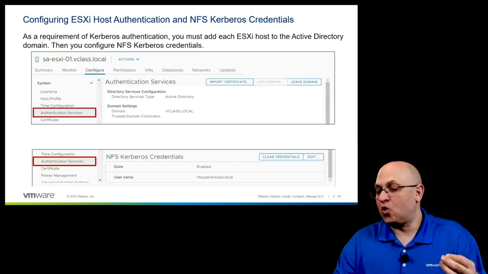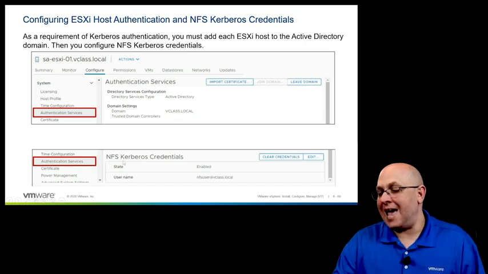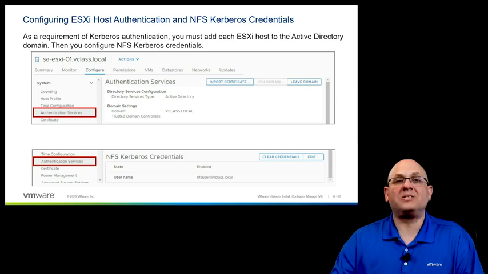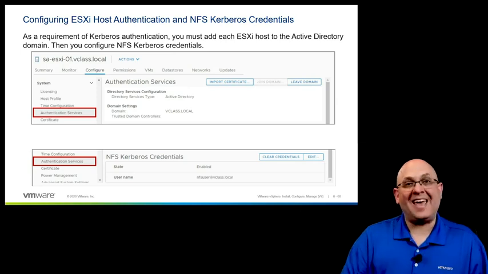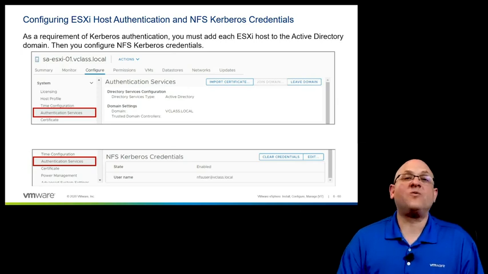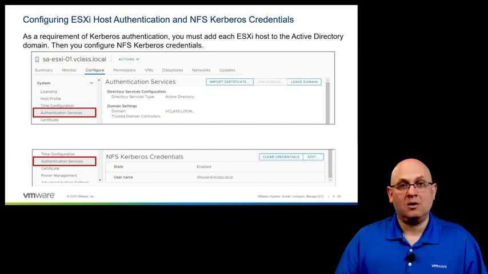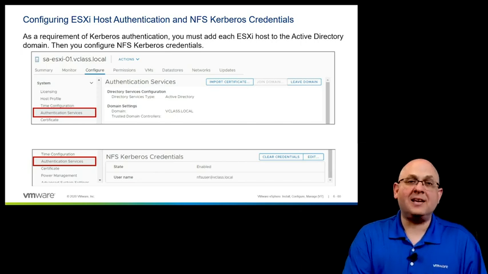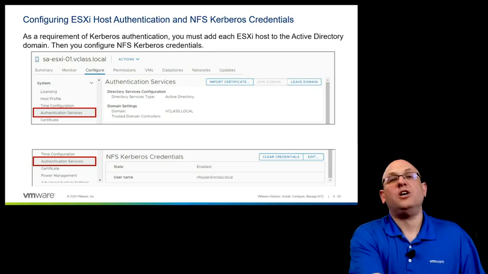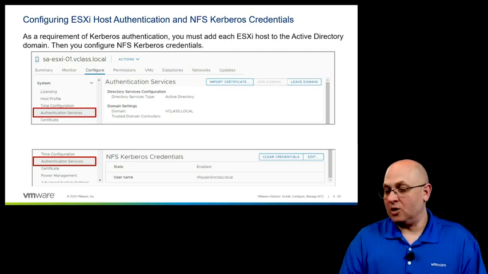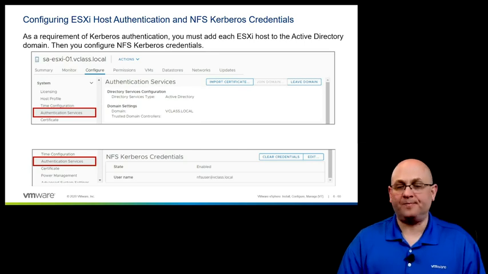From that point, you scroll down and choose the NFS Kerberos credentials that this particular ESXi host is going to use to authenticate against all NFS 4.1 data stores that might be mounted to this host. It's not a per data store set of credentials. It's done on the ESXi side, and it's a single credential used for all of the data stores that are available. So you'll add the username and password of that service account.